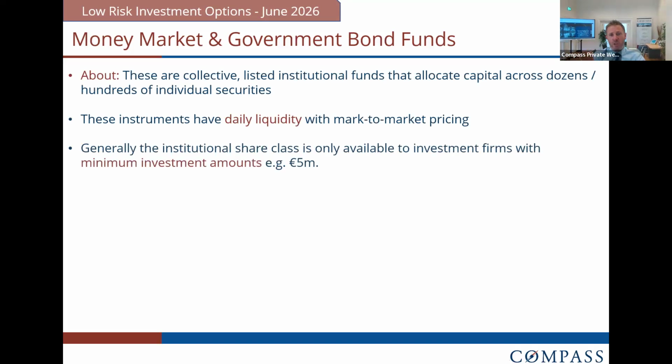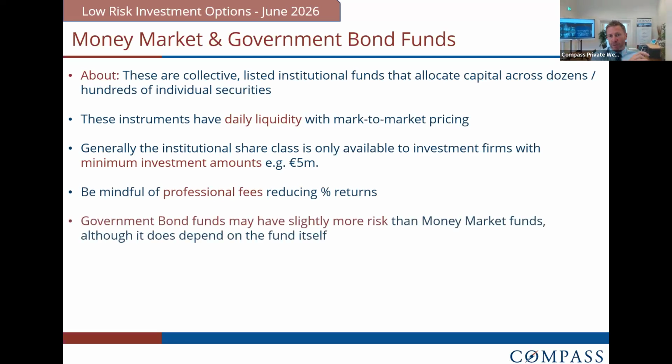But generally, they tend not to be very volatile, and they do allow you to take money back at any stage. They do come with minimum amounts for institutions, but with clients, the bite size isn't 5 million because you're leveraging off the economies of scale that the institution has, or that Compass has negotiated. As I mentioned earlier, be mindful of the professional fees negating the return. So don't have a low risk, low yield fund sitting on top of an expensive portfolio.